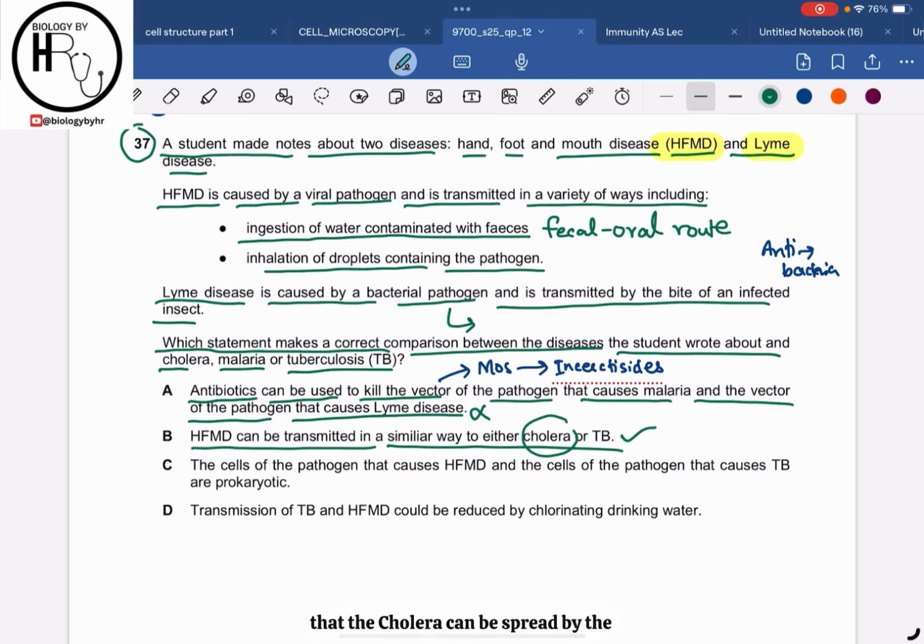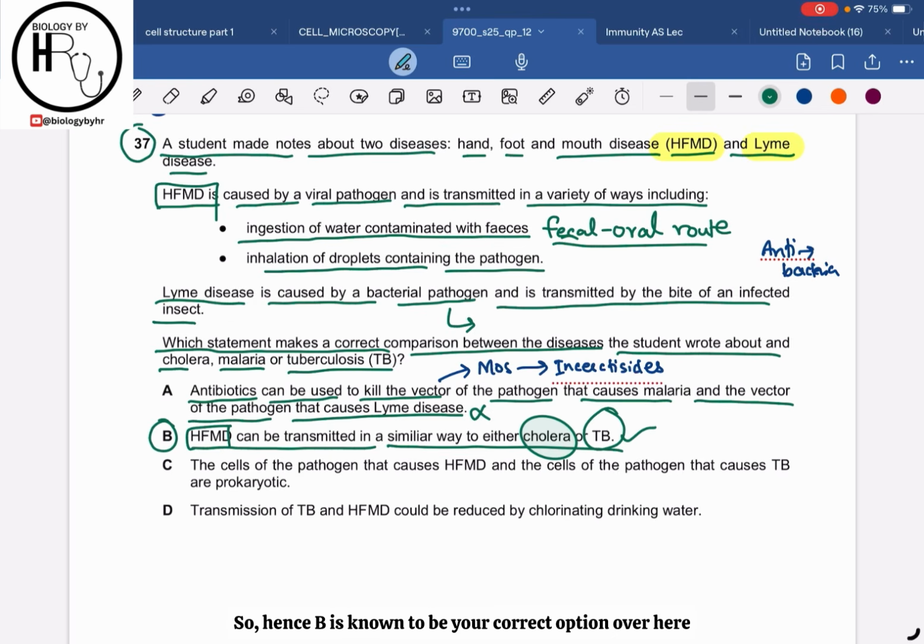Because we know that cholera can be spread by the ingestion of contaminated water, for example by the fecal-oral route which we talked about, and HFMD is also transmitted in a similar way. Similarly, TB is spread by the inhalation of infectious droplets, and the same is the route for HFMD as well. So either way is correct. Hence B is the correct option.